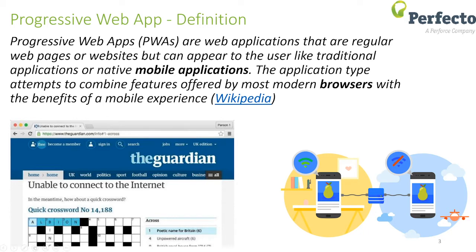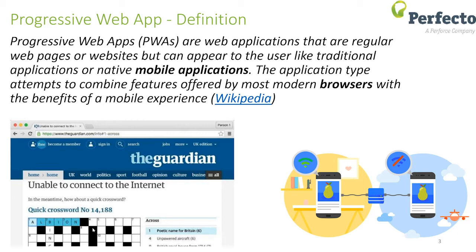If you look at the Guardian screenshot in this slide, you can see that a user consuming data from this website, which is progressive, lost the connectivity to the internet. You see, unable to connect to the internet, but the progressive web app's offline caching technology allowed the user, while offline, to still engage with the brand, maybe by getting a crossword and playing with it until he's back online.